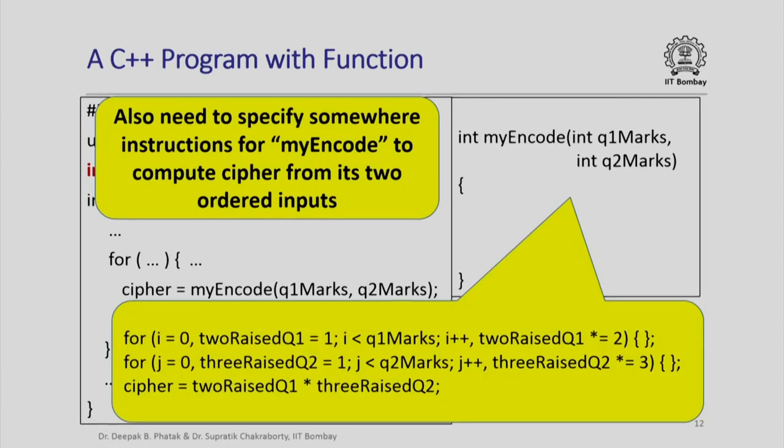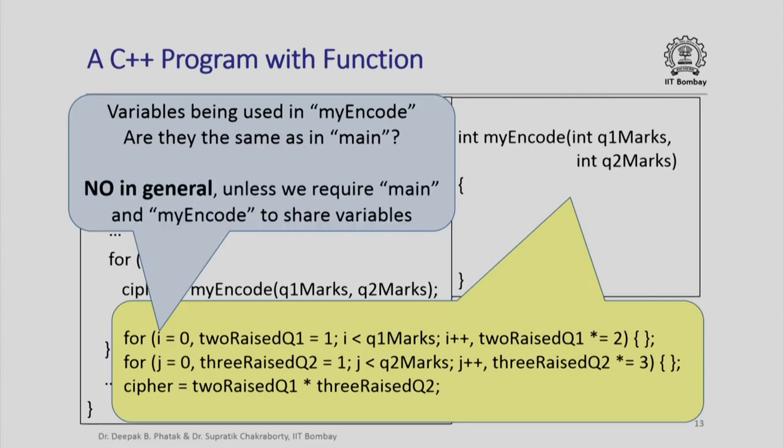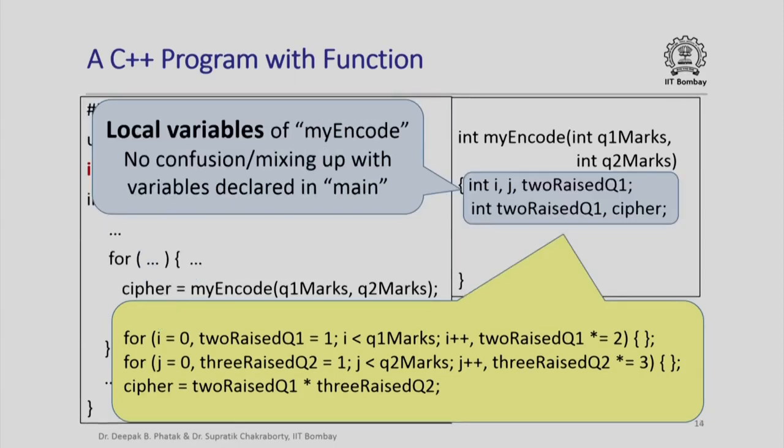We have already seen this earlier. The interesting point is that in this code I am using variables like i, 2 raised to q1, q1 marks and so on. Now are these variables the same variables as they were in the main function? The answer is no, unless we explicitly require two different functions to share variables. In general, each function will have its own copy of variables. So in this case, we can declare these variables once again inside the function myencode, and these will be local variables of myencode. They will never be mixed up with the variables declared in main unless we explicitly ask for sharing of variables between functions.